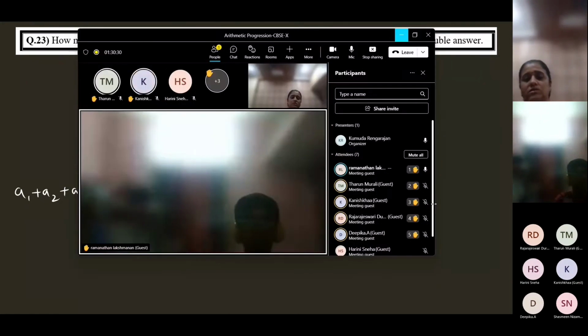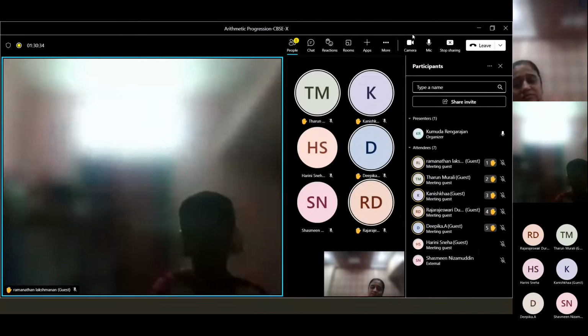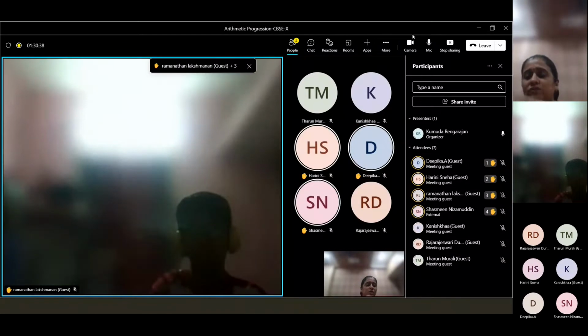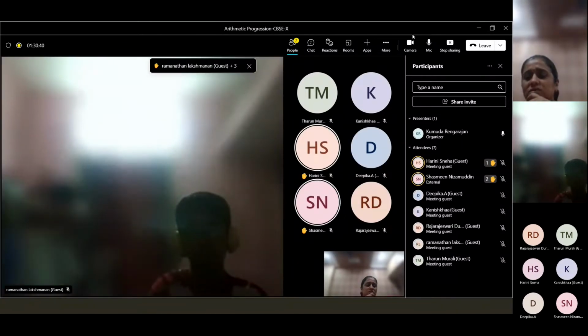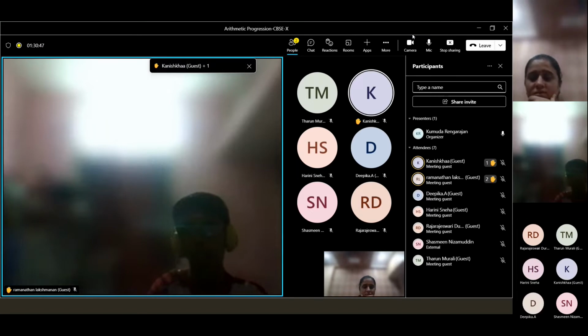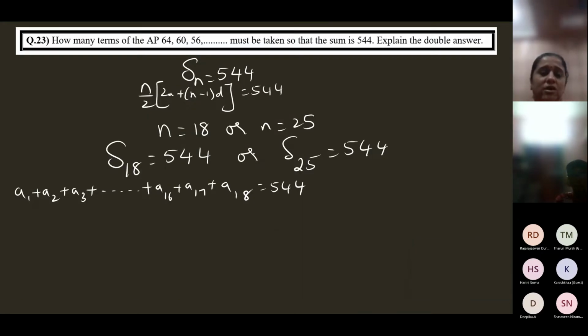Yes, ma'am. Class, use the emoji. Raise your hand. Lower your hands and then raise your hand again. All of you lower your hands first. Kanishka, all of you lower your hands. Now class, raise your hand. Kanishka, Ramnathan, Tarun Murali, Sashmin, Rajarajeshwari, Deepika, Harini and Sneha. Very good. All right, children.